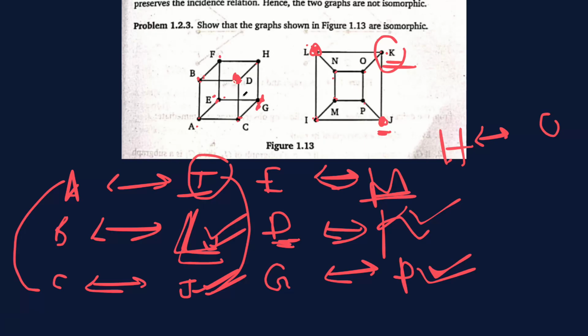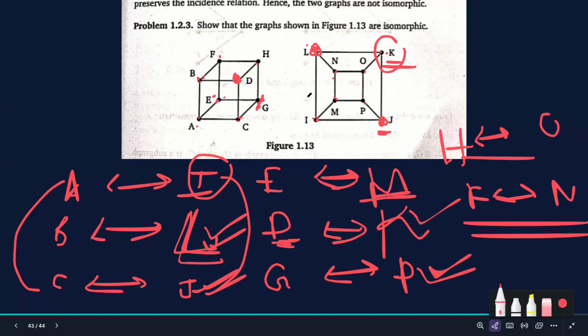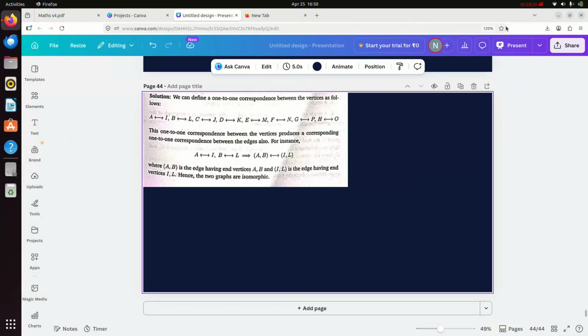Now F. I didn't take any for F here, so it's the remaining one. Finally I can take F to be N, because that is the only option here. This is how we check a one-to-one correspondence. This is one important thing that you have to understand. So this is about isomorphism. Thank you.